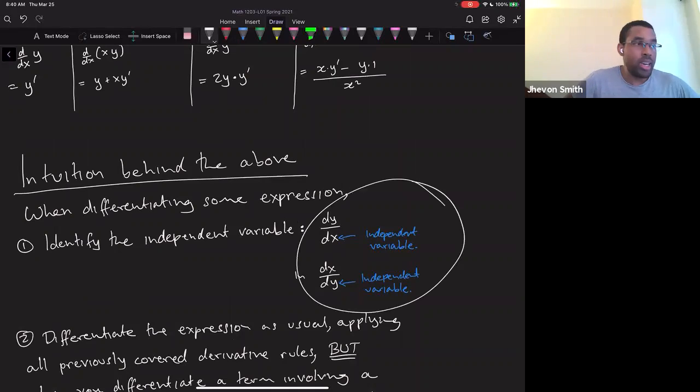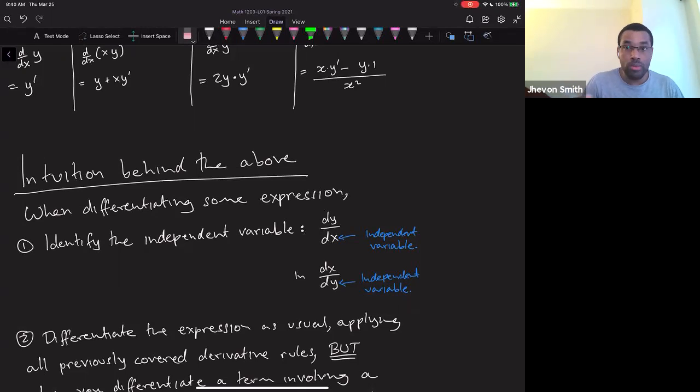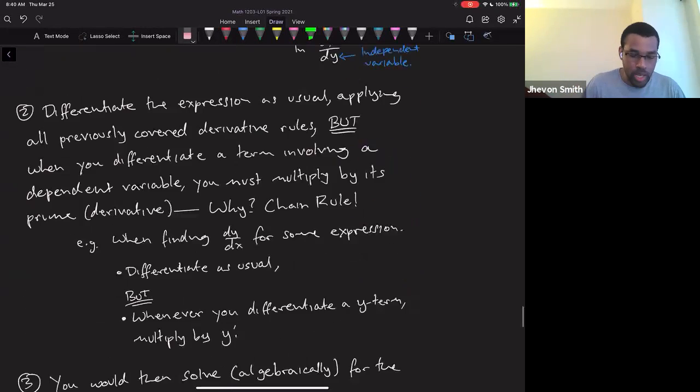So if I ask you for dy dx, it means that x is the independent variable, which means when you differentiate any x term, you just differentiate according to the formula. If you differentiate a y or any other variable, you have to multiply by the prime. So for dy dx, whenever you differentiate a y term, multiply by y prime. If instead I ask you for dx dy, whenever you differentiate an x term, you multiply by x prime, and when you differentiate the y term, you don't do anything extra. You do it for the dependent variable, the functions that depend on that.